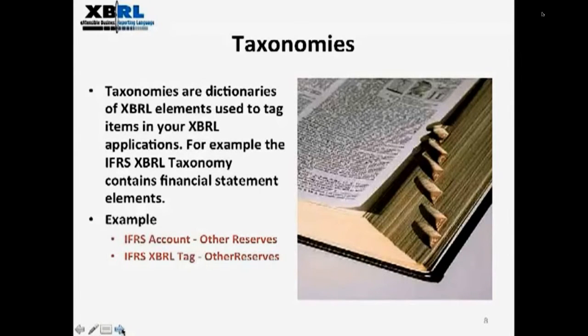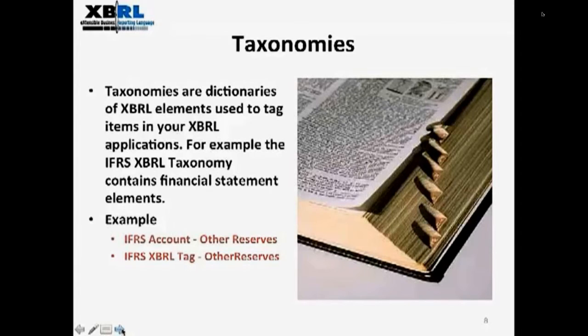Next, let's look at the important taxonomies. So you may be wondering, where do those XBRL tags come from? Well, they come from something called a taxonomy, which is like a dictionary, and it has a list of XBRL elements that are used for tagging your XBRL applications. So let's look at an example.